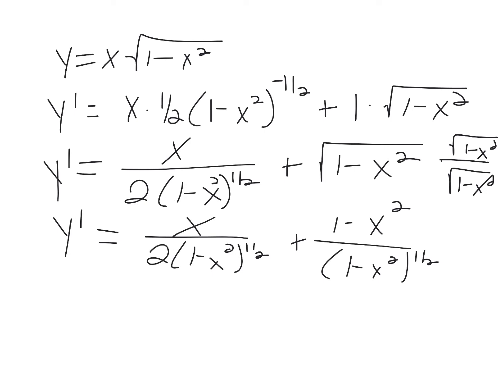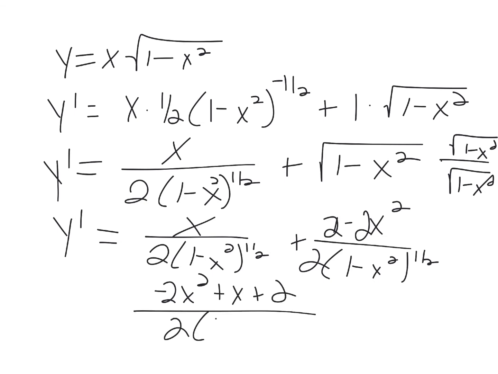And now let's take care of the 2. So multiply top and bottom by 2. So this will change this to a 2. Put a 2 down there and a 2 right there. So when we get like terms, we're going to get negative 2x squared plus x plus 2 over all that.